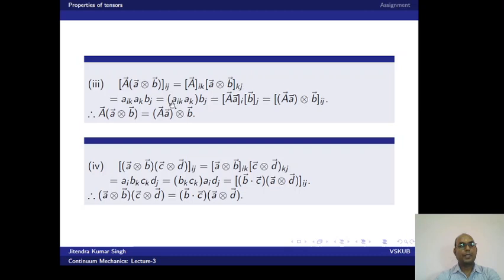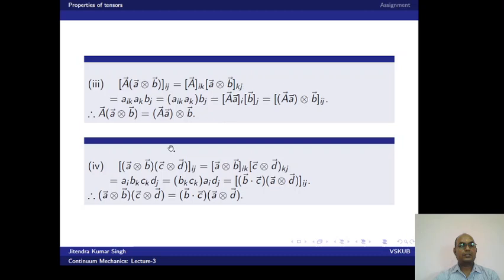So this becomes AikAk, which I am taking together, and this is Bj. AikAk is the ith component of the product of second order tensor A with the vector A, and Bj is the jth component of vector B. So this you can write as the ij component of A a tensor product with vector B. These both ij components are equal, so both tensors will also be equal. Therefore A into the tensor product of vectors A and B is equal to the product of tensor A with the vector A, tensor product with the vector B.